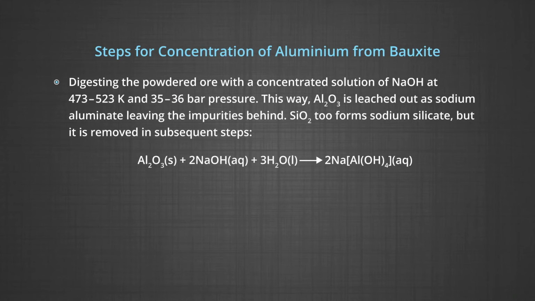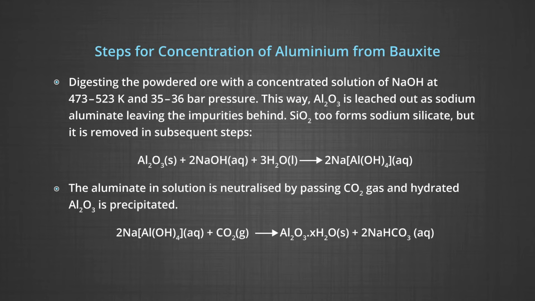The first step is digesting the powdered ore with a concentrated solution of sodium hydroxide at 473 to 523 kelvins and 35 to 36 bar pressure. This way, alumina is leached out as sodium aluminate, leaving the impurities behind. Silica too forms sodium silicate, but it is removed in subsequent steps.